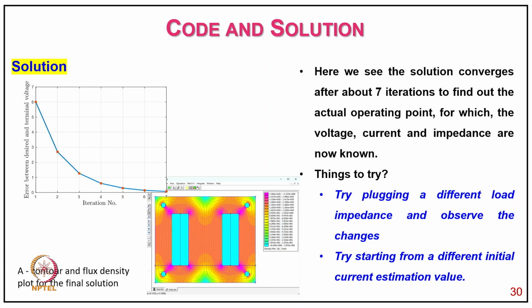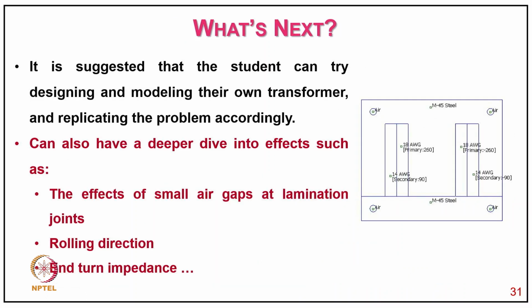This is the contour and flux density plot of the final solution. Here we see the solution converge after 7 iterations to find the actual operating point, for which the voltage, current, and impedance are now known. Things to try: plug in a different load impedance and observe the changes, and try starting from a different initial current estimate. So what is next?